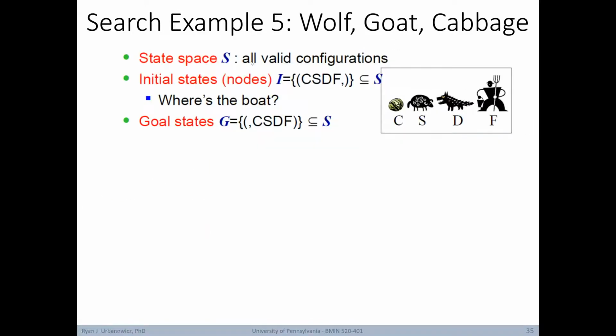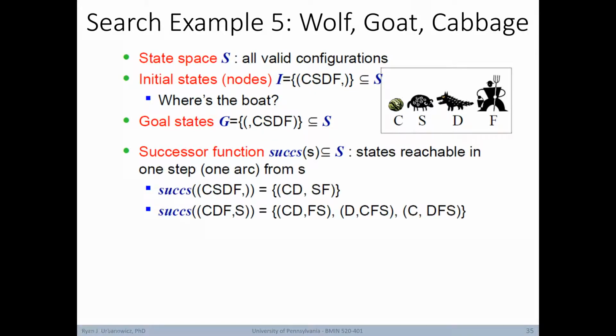Here our state space includes all valid configurations in the problem. In other words, at any given moment, who is on one side of the river and who's on the other. Our initial state has all 4 individuals on one side of the river, and our goal state is to get all individuals on the other side of the river. Here our successor function is looking at all possible states that are reachable in a single step. In other words, making one step from our current position.